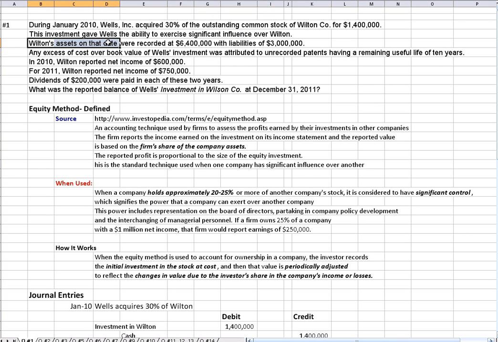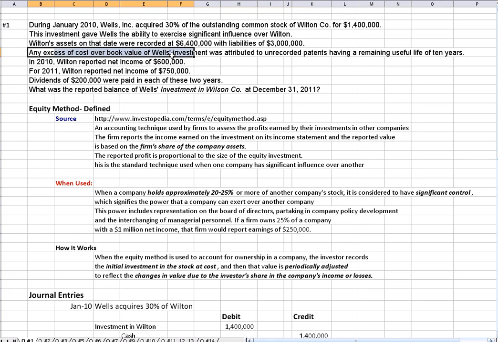We find out that the subsidiary's assets were recorded at this amount, liabilities at this amount. Now this is a little misleading because what this really means is that the question is giving you assets minus liabilities, which is the equity section or the net assets section of the sub's balance sheet, which you'll see in a minute.